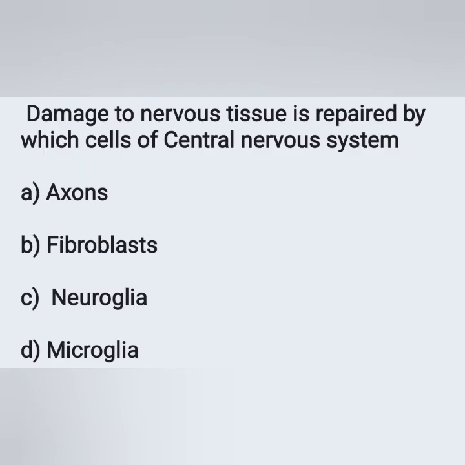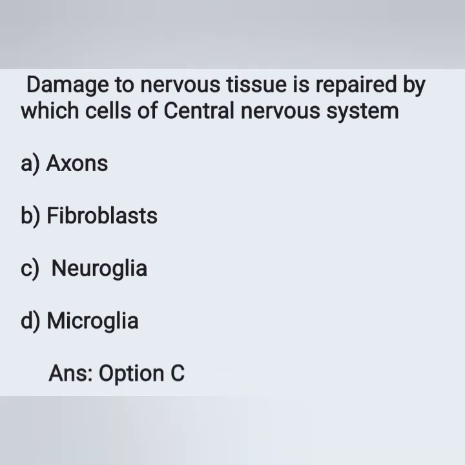Move on to the next question. Damage to nervous tissue is repaired by which cells of the central nervous system? Options: option A axons, option B fibroblasts, option C neuroglia, option D microglia. And the correct answer is, it is by neuroglial cells. Option C is the correct answer.